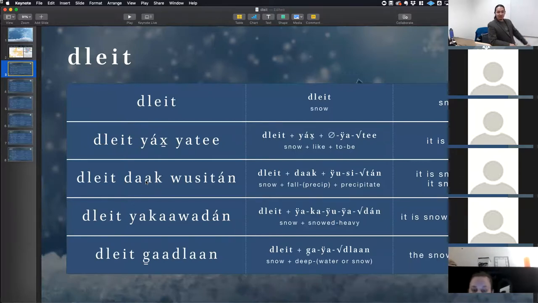Then we'll learn when we review that weather chapter, there's a word for hail, fine rain. There's these big snowflakes. If there's big snowflakes and there's already snow on the ground, that's different than big snowflakes that fall on the ground and melt right away. They have two different names. So if it's really blizzardy, snowing super heavy, Dleit yakawadun.